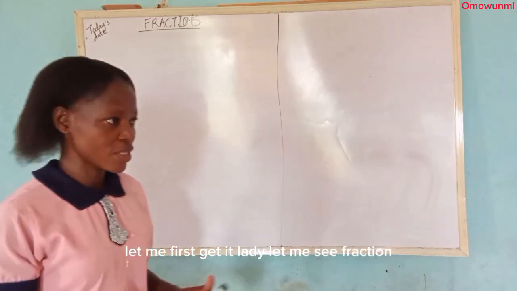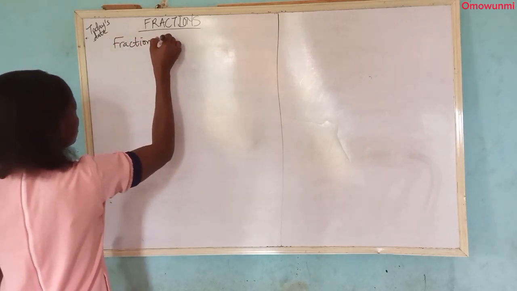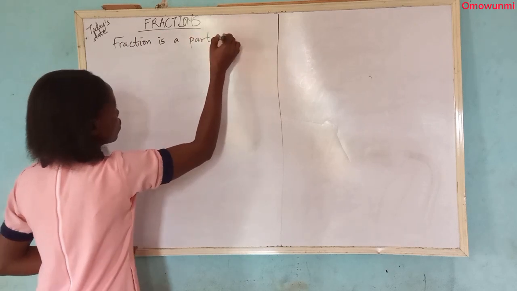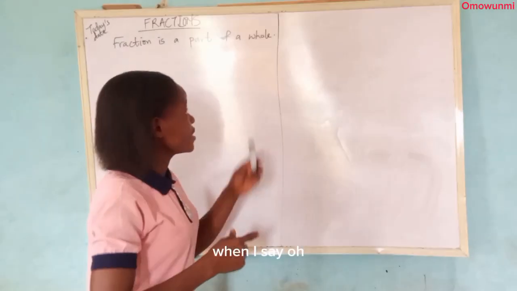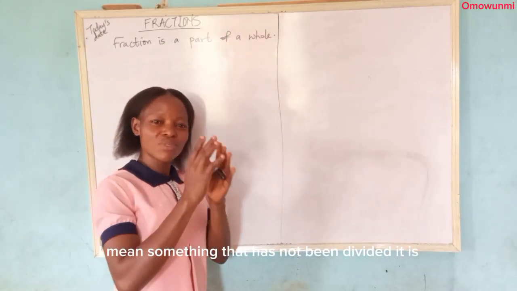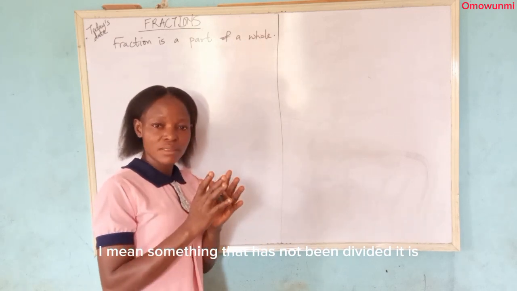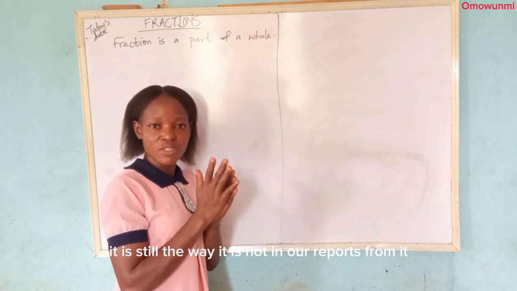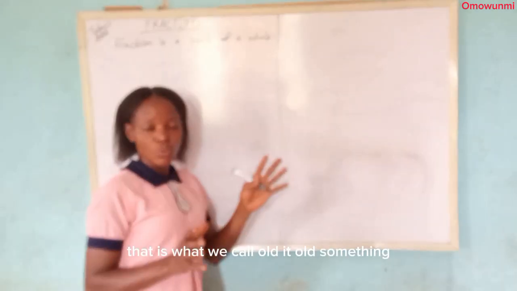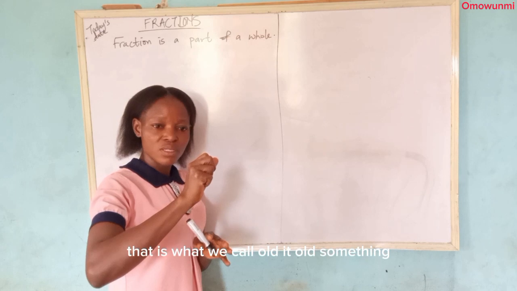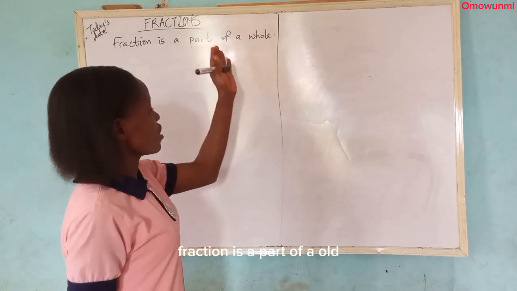Let me first put it like this. Fraction is a part of a whole. When I say whole, I mean something that has not been divided. It is still the way it is. Nothing has been cut from it. That is what we call whole, something that is still full. So fraction is a part of a whole.